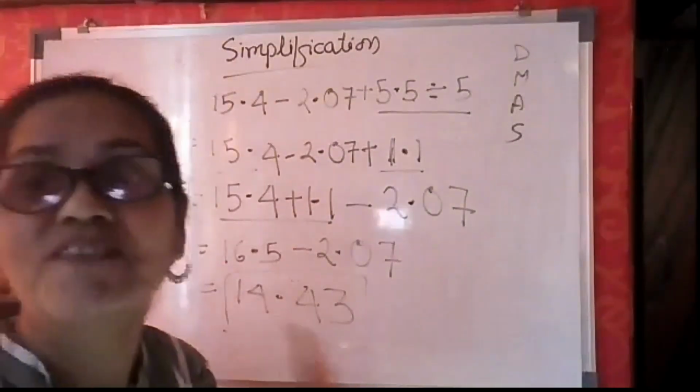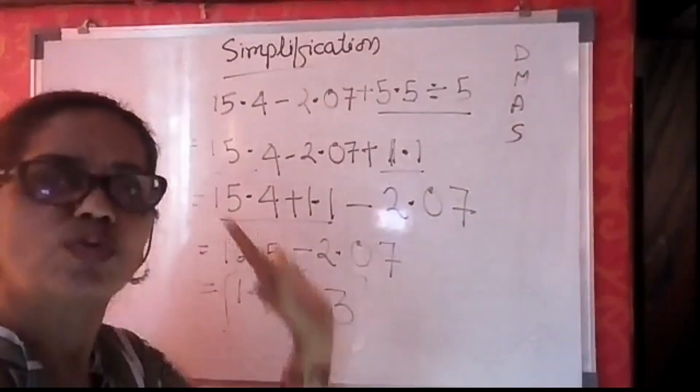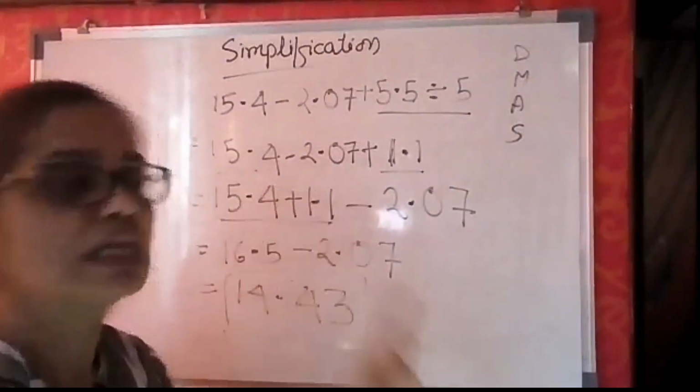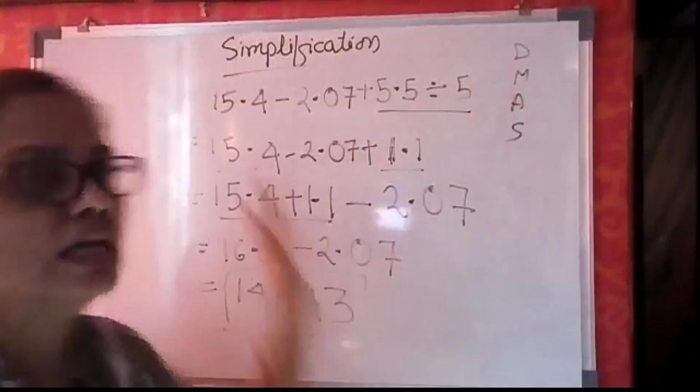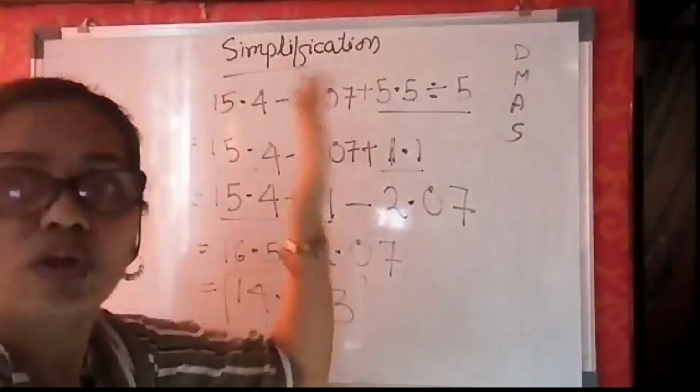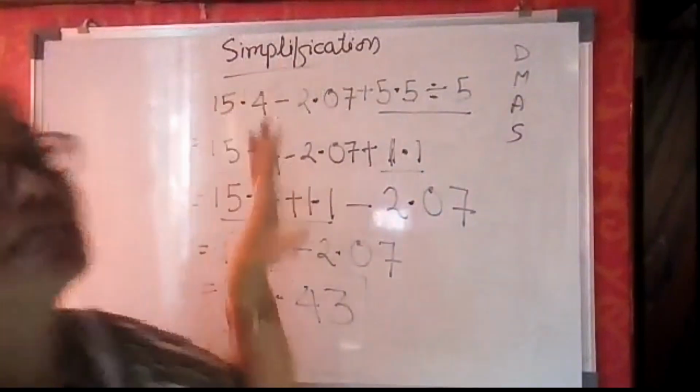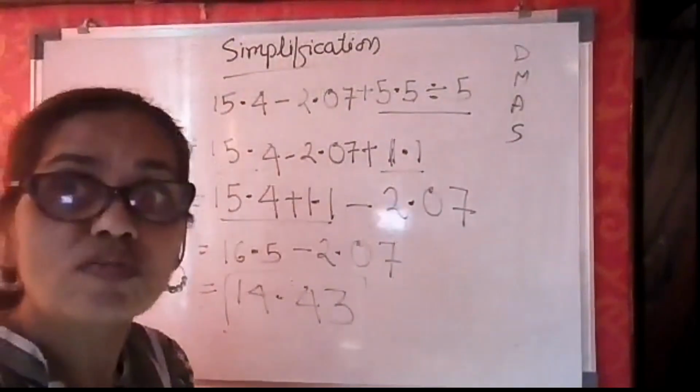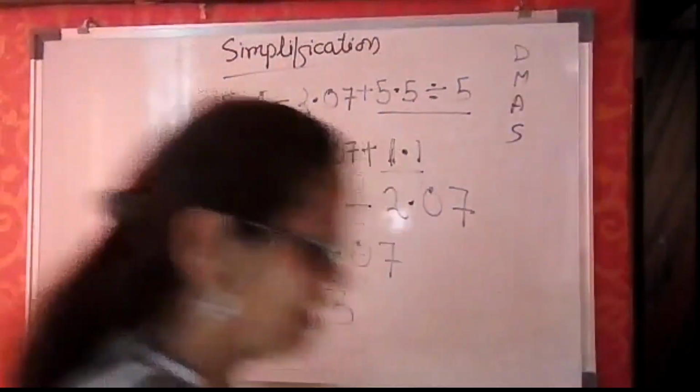Simple means simplification. Once you know the trick, know the skill, applying the DMAS rule, simplification is easy. So one I have solved on whole numbers, one I have solved on decimal numbers. Now I am solving simplification on fractional numbers.